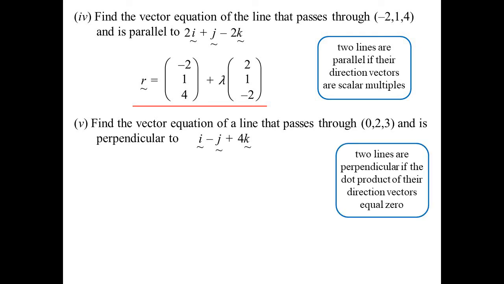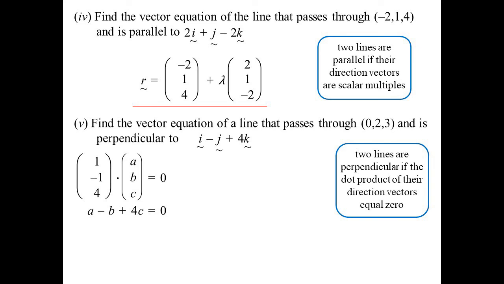2 lines are perpendicular, in this case, if the dot product of their direction vectors is equal to 0. So the direction vector of the vector I've been given is 1 minus 1, 4. I'm going to dot it with ABC. I've just got to find out what ABC is. So when I do that, I get A minus B plus 4C equals 0.